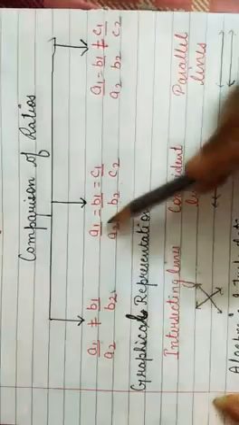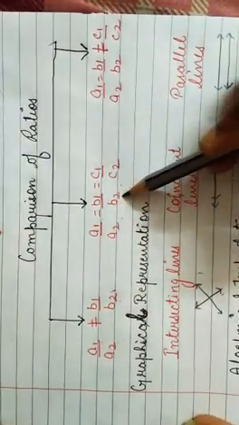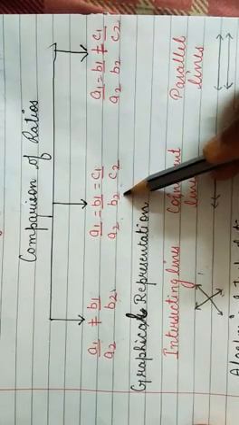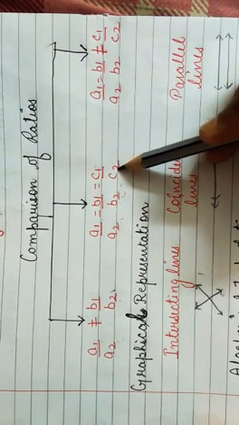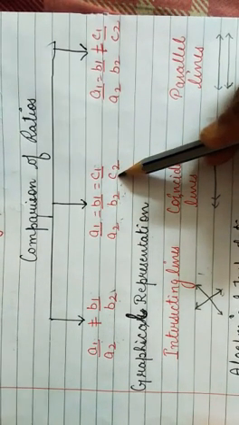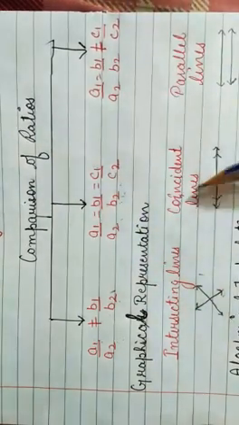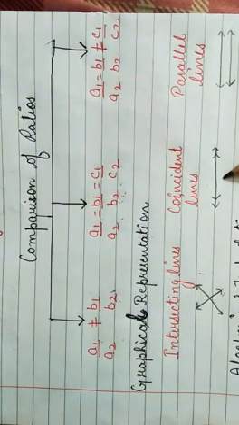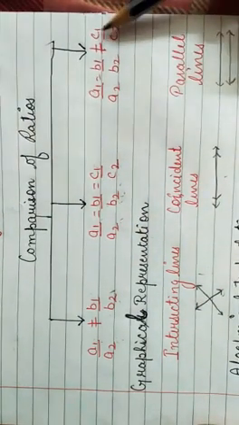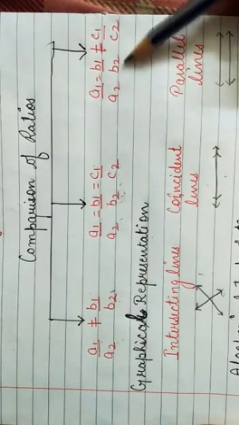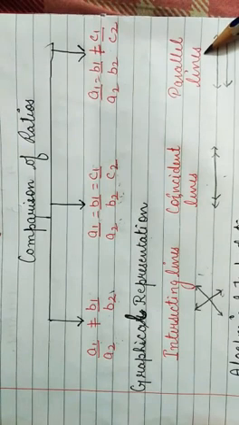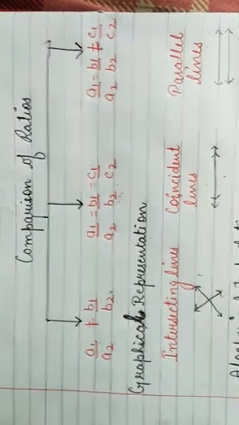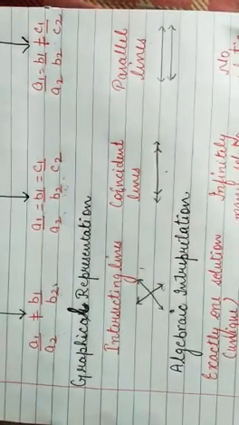If a1 upon a2 is equal to b1 upon b2, if these two ratios are equal, then we have to find the third ratio also, that is c1 upon c2. If c1 upon c2 is also equal to these ratios, then the lines will be coincident lines, in this way. And if c1 upon c2 is not equal to these ratios, then the graphical representation will be parallel lines.